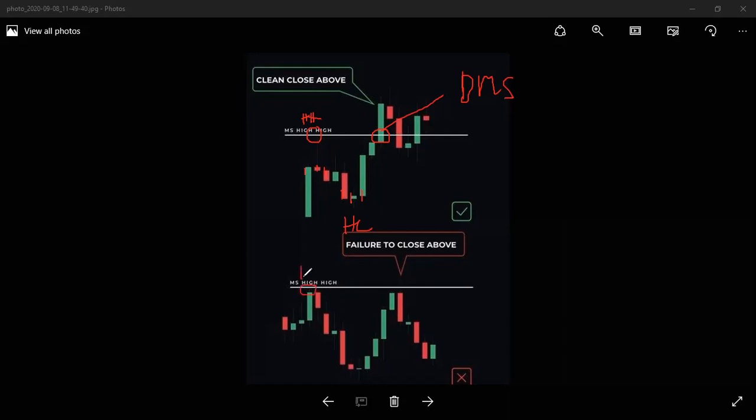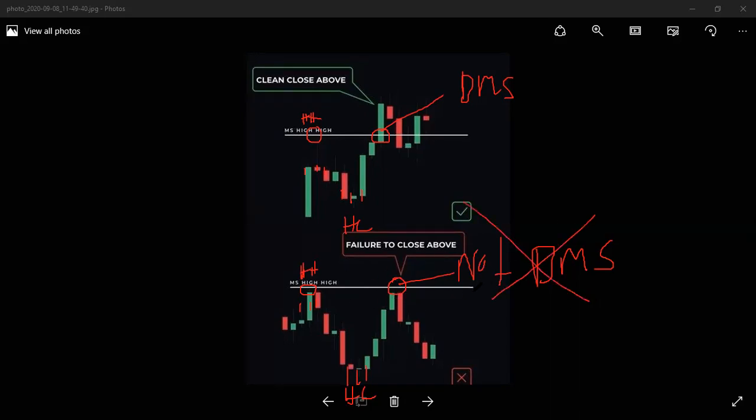Now let's look at down here. We have a higher high here, 1, 2, 3. Then a higher low, 1, 2, 3. And then we have this. So this is not a BMS. You should take note of this. There is a wick here. That's a wick of the candle. So this is not a BMS.